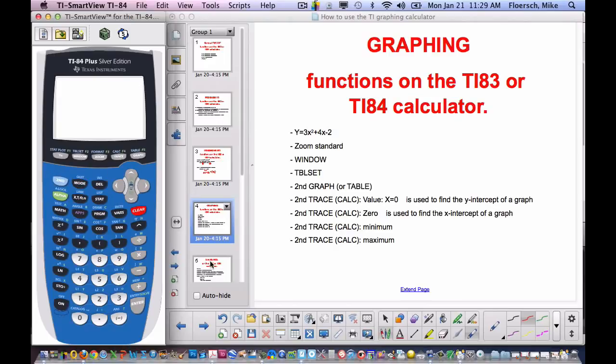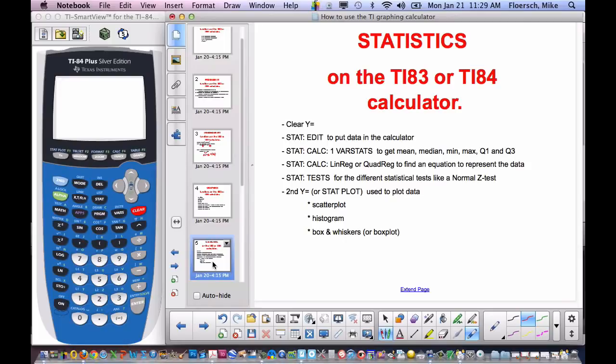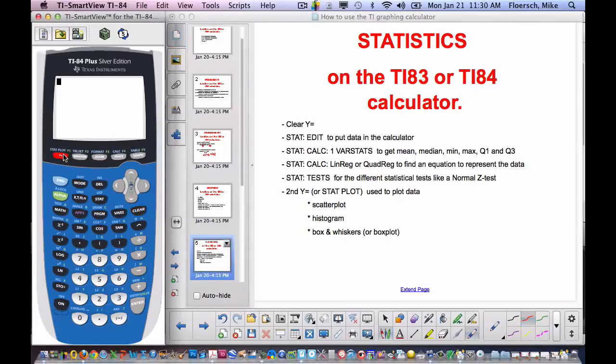Now, let's move on to statistics. In this scenario, let's say we want to go through and find mean, median, mode, quartiles, box and whiskers, graph a histogram, maybe graph a scatter plot. Let's figure out how to do this. First thing I would do is go to y equals and clear out any equations you have, because we don't want those two to get confused.